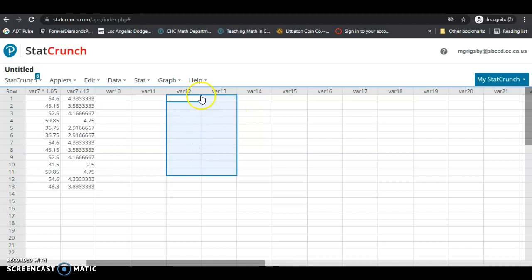And I'm going to go ahead and paste the data. I want to start it at the very top, so I'm going to click on the very top row. The data for the males is here, and the data for the females is here.